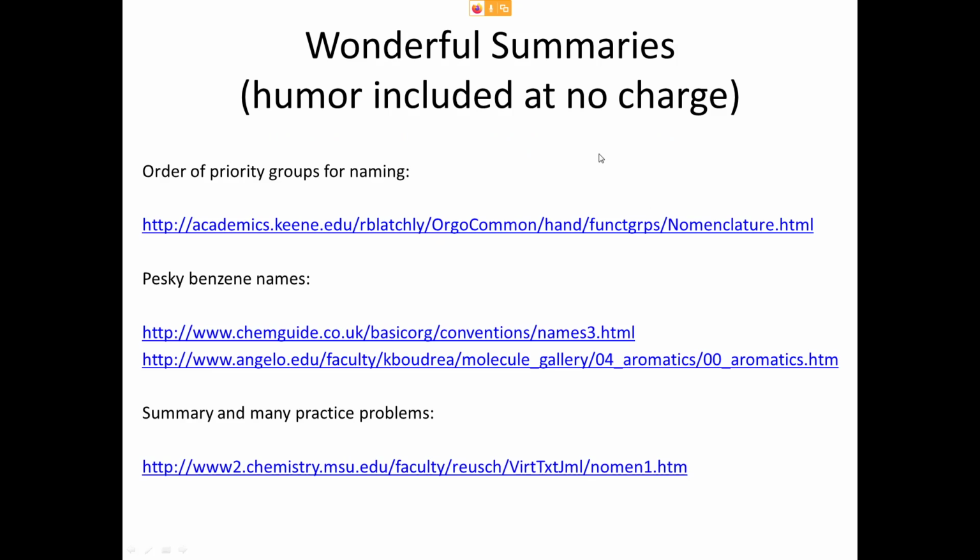Okay, so here's some links to some things that are really good summaries for priorities and naming. There's many more priority groups that we have not covered, and we won't. That's the end of our list for the basics of organic chemistry. And then if you want a summary of all those pesky benzene names, the ones that I had you learn, here's a good summary of those. I'm not sure if both of these links still work, but they should, one of them at least. And then if you want a bunch of practice problems, here's a link to some practice problems as well, in addition to all the ones I gave you on your practice tests.